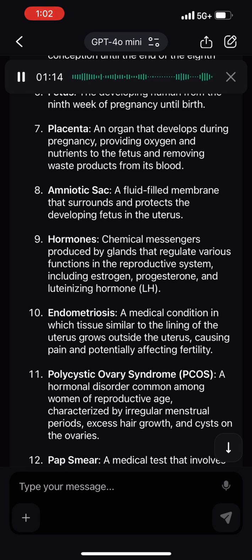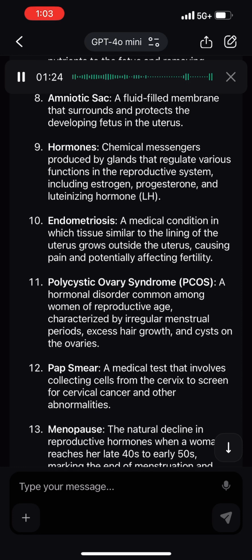9. Hormones, chemical messengers produced by glands that regulate various functions in the reproductive system, including estrogen, progesterone, and luteinizing hormone, LH. 10. Endometriosis, a medical condition in which tissue similar to the lining of the uterus grows outside the uterus, causing pain and potentially affecting fertility.